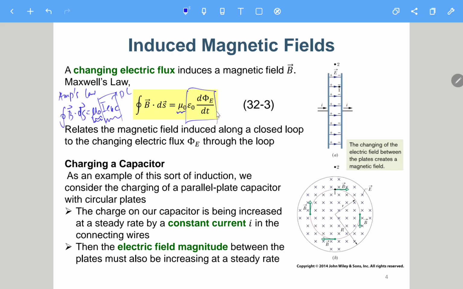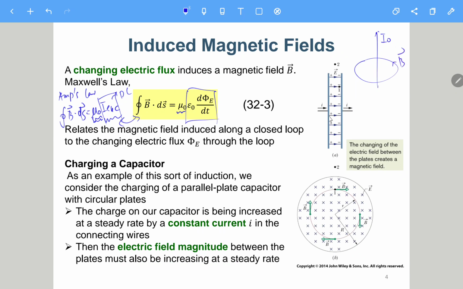So if we have this electric flux changing through a contour, then it will generate a B field. So you can compare these two. If we have a static current, let's say this is I zero, then it will generate a B field, something like this.